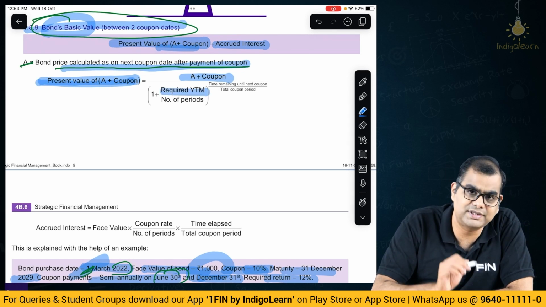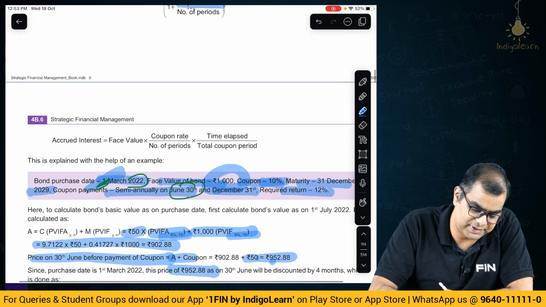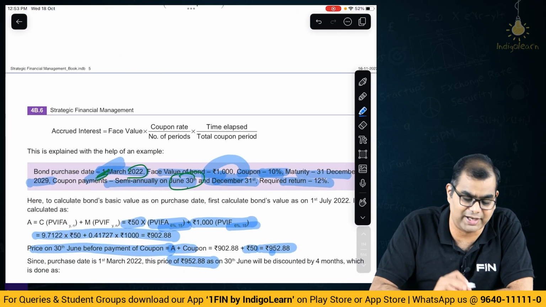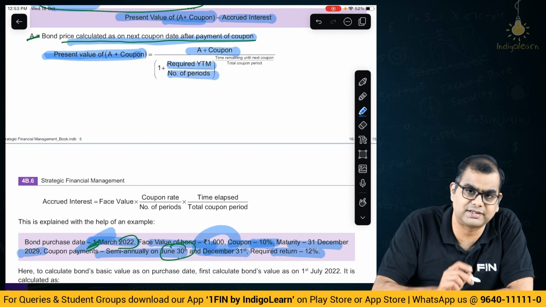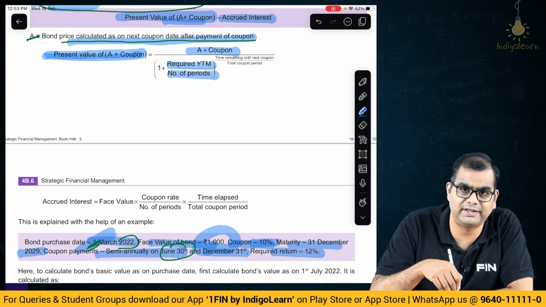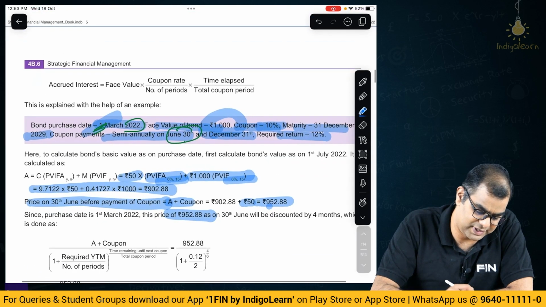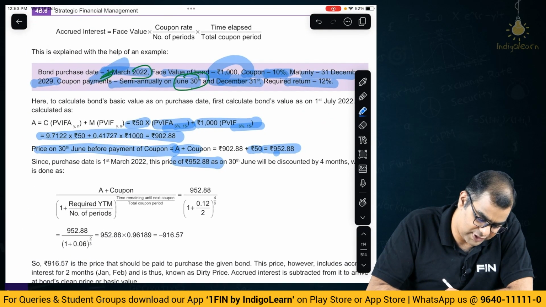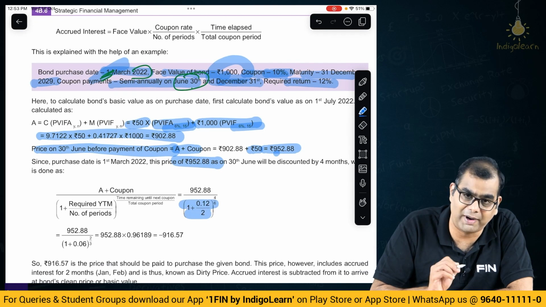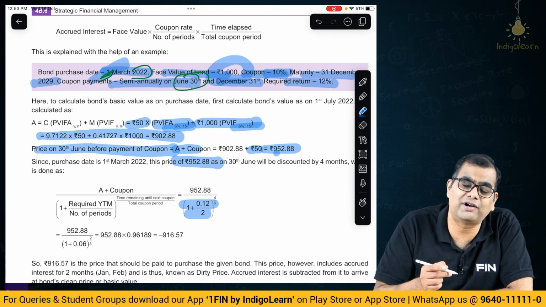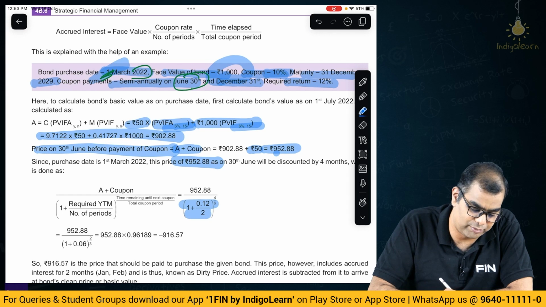The required YTM is, what is the required YTM? 12% is annual, so 6% is semi-annual. And number of periods, it is 12 by 2, so it is 6%. So, 1 plus 6%. You do 1 plus 6%, which is 12 by 2, power, you bring it forward by 4 months. So, you do 4 by 6.